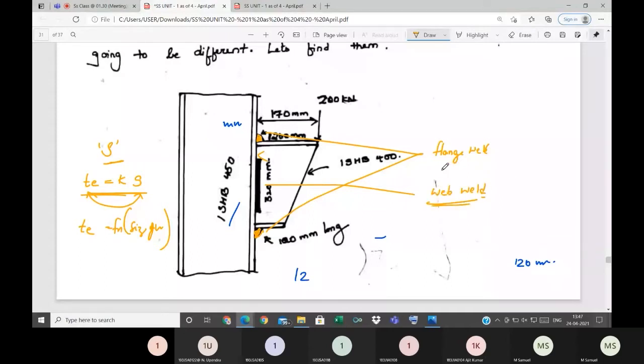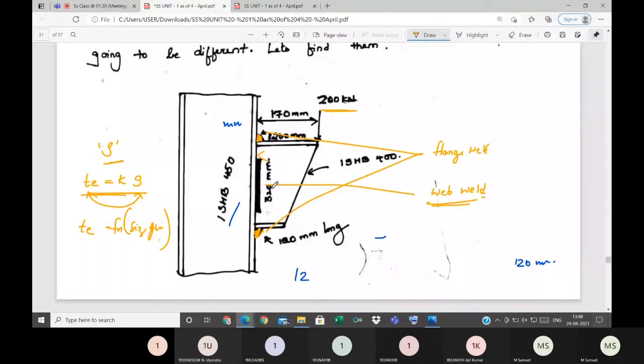See here. Now, because of this 200 kilonewton, the stresses are going to develop on this flange weld and web weld. Okay, so you can say that the 200 kilonewton of load is being taken by flange weld and also the web weld. This load is being shared by the flange weld and also the web weld. So because of those sharing, we are going to see stresses in this flange weld and also in web weld also. Okay, this is simple, right?